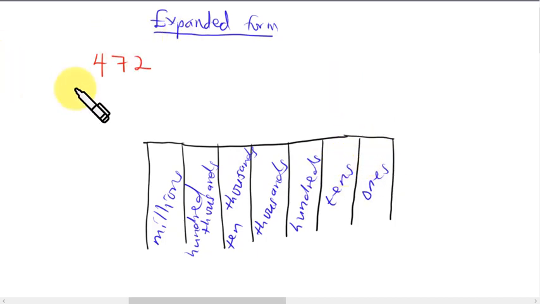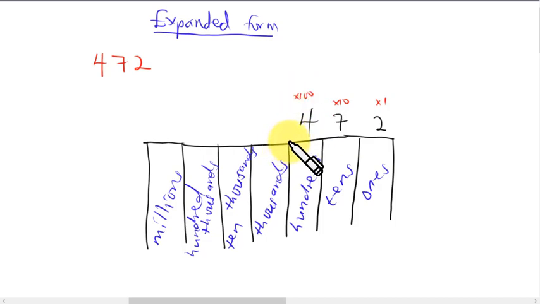So if I write this number, I will start from the right, that is 2. Then I'll write 2 here for the ones column. Then I have 7 and 4. So what it means is that the digit 2 belongs to the ones column. So I have just 2 ones. Then the 7 belongs to the tens, so I have 7 tens. And I have 4 belonging to the hundreds column, so I have 4 hundreds.